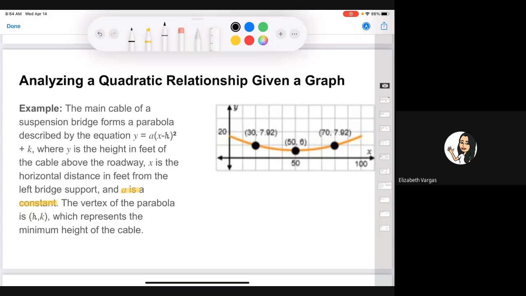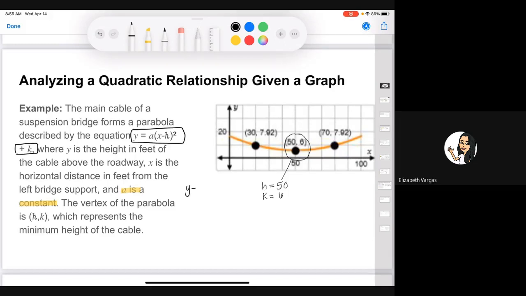So h, we're told here, hk represents the minimum height. This is our minimum height, right? Because that's the lowest our line goes. And so it's telling us that that represents our h and that represents our k. h is 50, k is 6. And so what we'll notice is we are given this equation to work with.